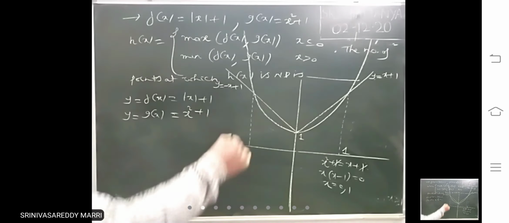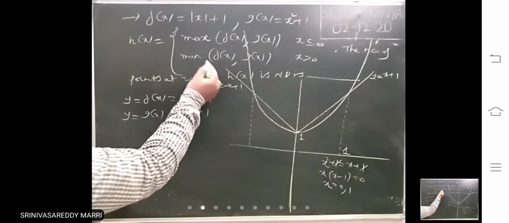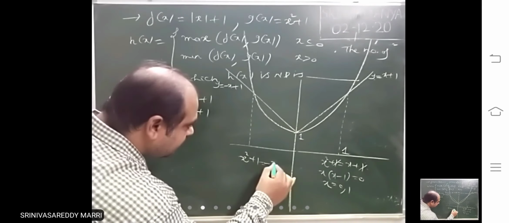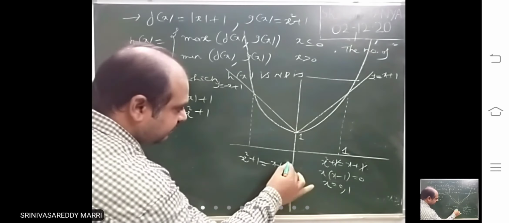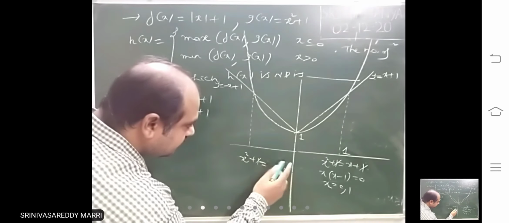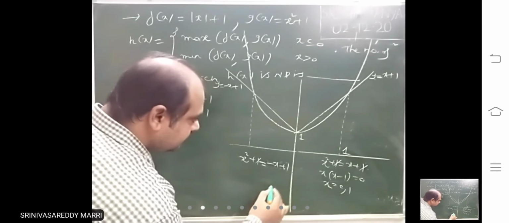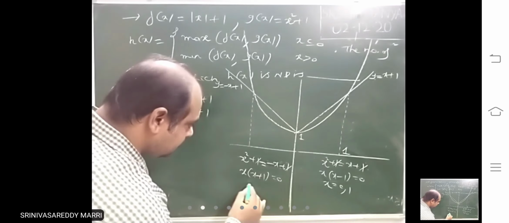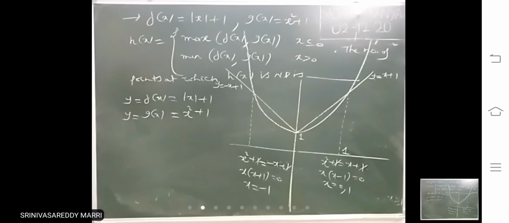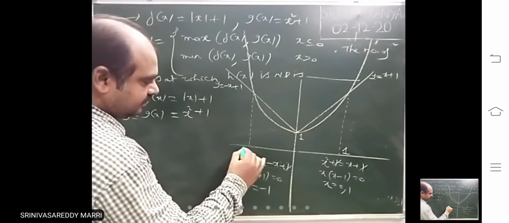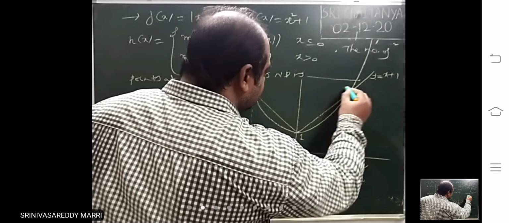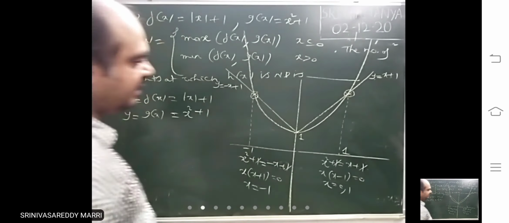So therefore, this intersection point is 1. So next, this intersection point I am calculating. This is minus x plus 1. This is x square plus 1. 1, 1 cancel. It cannot be 0. So it is what? Minus 1. So this intersection point you got. This intersection point you got.